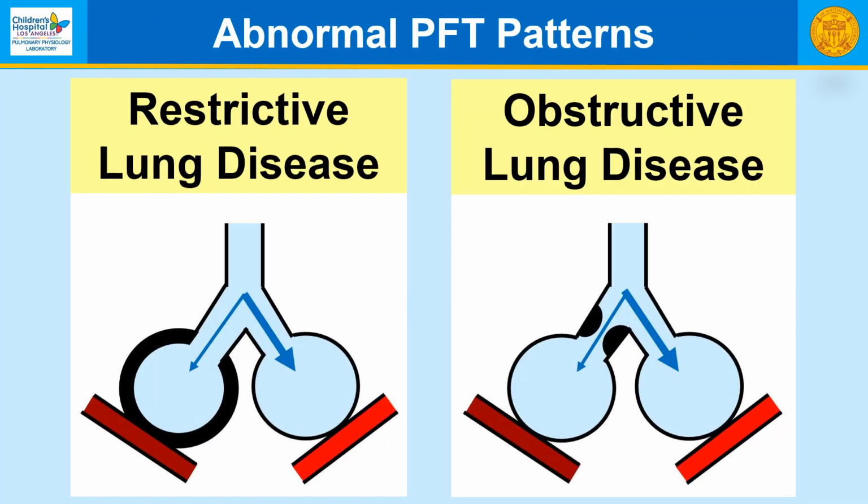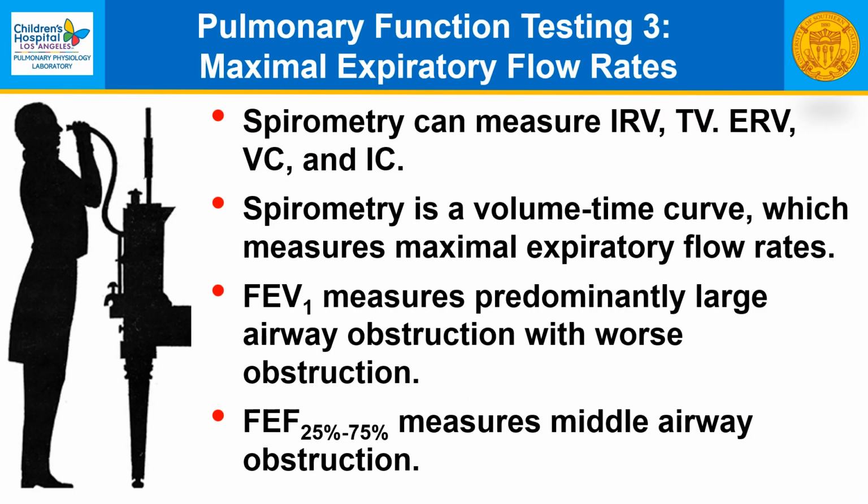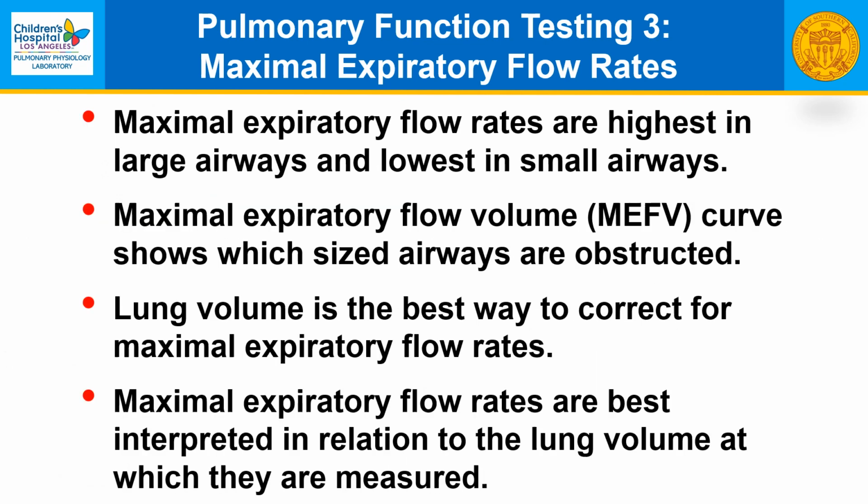So, what have we learned? There are basically two pulmonary function abnormality patterns, restrictive disease and obstructive lung disease. Spirometry can measure inspiratory reserve volume, tidal volume, expiratory reserve volume, vital capacity, and inspiratory capacity. Spirometry is a time volume curve which measures maximal expiratory flow rates. FEV1 measures predominantly large airway obstruction with worse obstruction, and FEF 25-75 measures middle-sized airway obstruction.